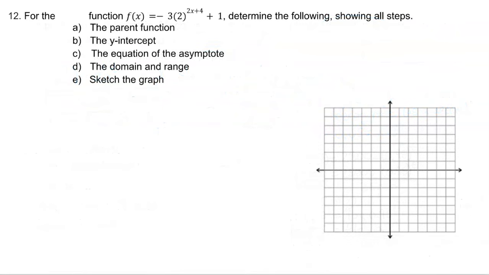This question asks, for the third function f of x equals negative 3 times 2 to the power of 2x plus 4, plus 1. Determine the following showing all steps. Now the first thing is the parent function. Well, that's pretty easy to identify because you just identify what the b value is, what that base is. In this case, it's 2. So the parent function is f of x equals 2 to the power of x. For the y-intercept, we let the x value be 0. We just substitute 0 in and we solve the equation when that's the case.